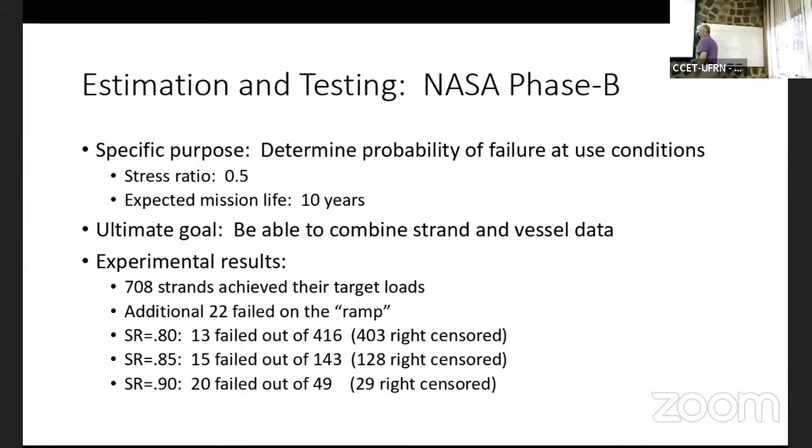Okay. Here are the actual results. We had 708 strands achieve their target loads. There were 22 that failed on ramp. So for the purposes of what I'm summarizing in the test, we had 730 test items and 22 died on the ramp. That becomes important next time. We had 708 achieve it, and here is the breakdown. Notice everything is highly, highly right skewed.